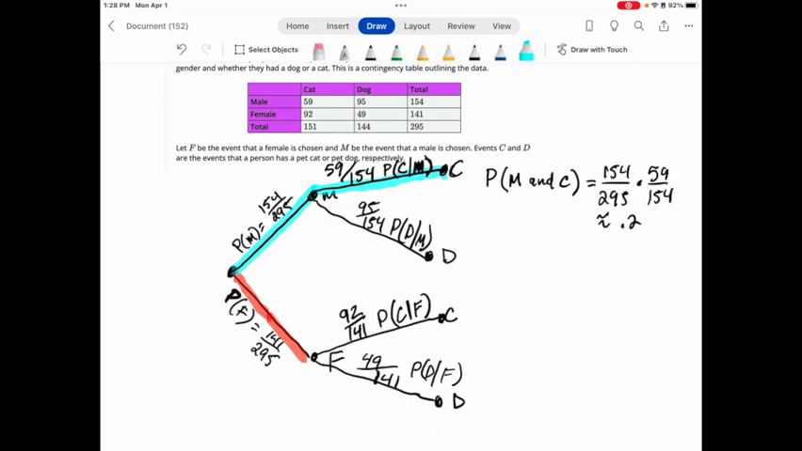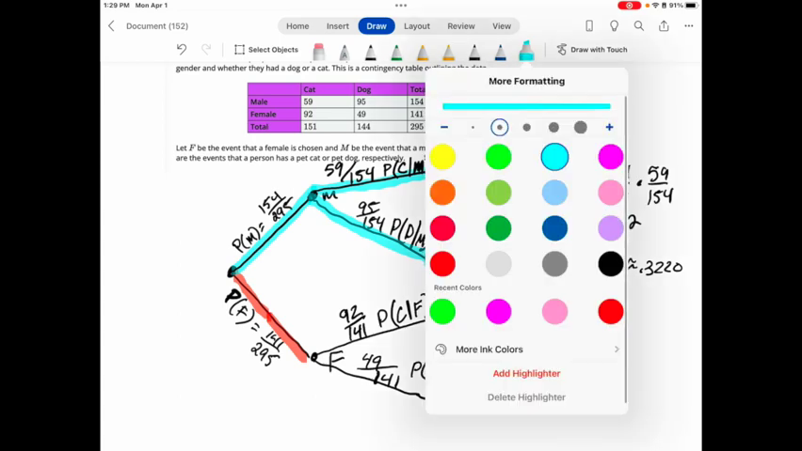Now looking at getting a male and then a dog, now I'm coming down the first branch, but then splitting off to picking a dog. So this probability is going to be, we pick a male and we pick someone with a dog. So when I multiply down the branches, that gives me 154 out of 295 times 95 over 154. And when I multiply that out and get my decimal approximation, that's going to give me 0.3220.